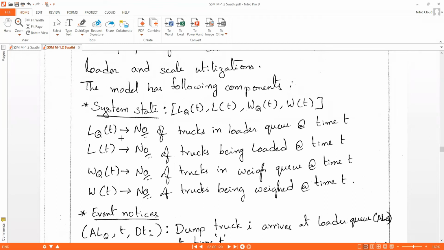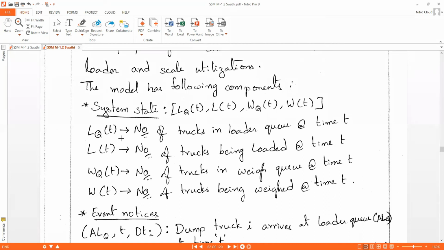LQ(t) maintains how many trucks are waiting for the loader. The number of trucks which are being loaded is represented by L(t). The number of trucks waiting in the queue for the scale, for weighing, is represented by WQ(t).